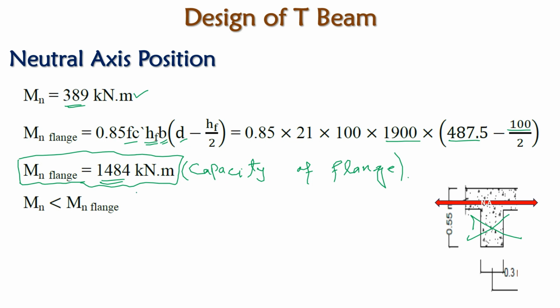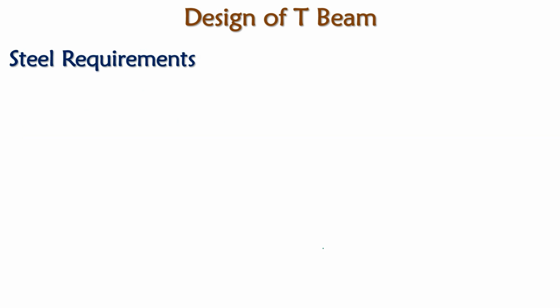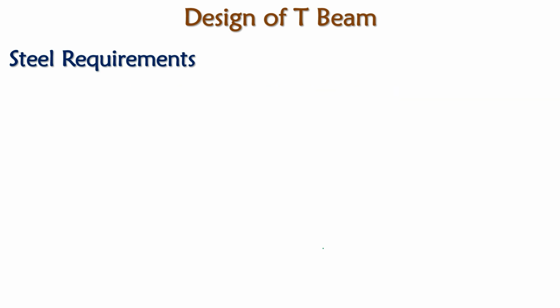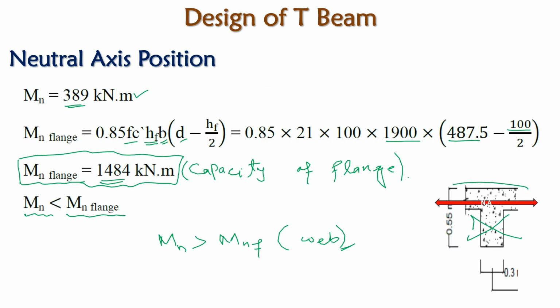As Mn is less than the nominal moment of the flange, we can say that the neutral axis is located in the flange. If this condition is the opposite, that Mn is greater than Mn of the flange, we can say that the neutral axis will be located in the web. In the next step, we have to determine the steel requirements, that is, how much steel is required. As our neutral axis is located in the flange, the design of the beam will be a rectangular beam design. Simply we will design this beam as a rectangular beam.